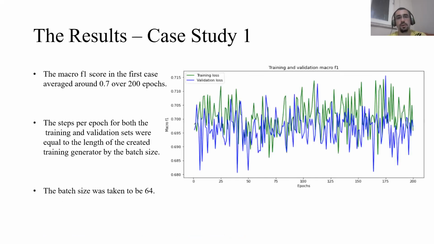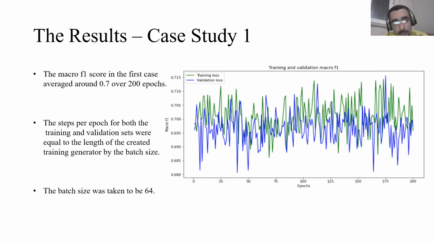All right, let's discuss the results now. The results for case study 1. Again, the focus is on the macro F1 score. The macro F1 score in the first case study averaged around 0.7 over 200 epochs. So the CNN module was run over 200 epochs, and the macro F1 score was always kept at 0.7. So that's the average F1 score.